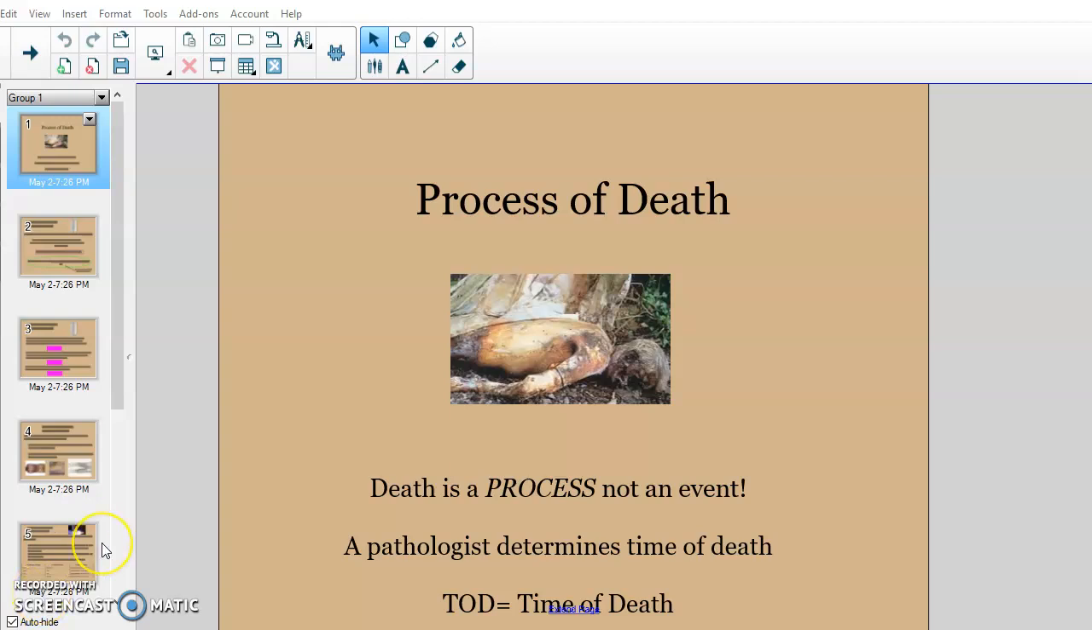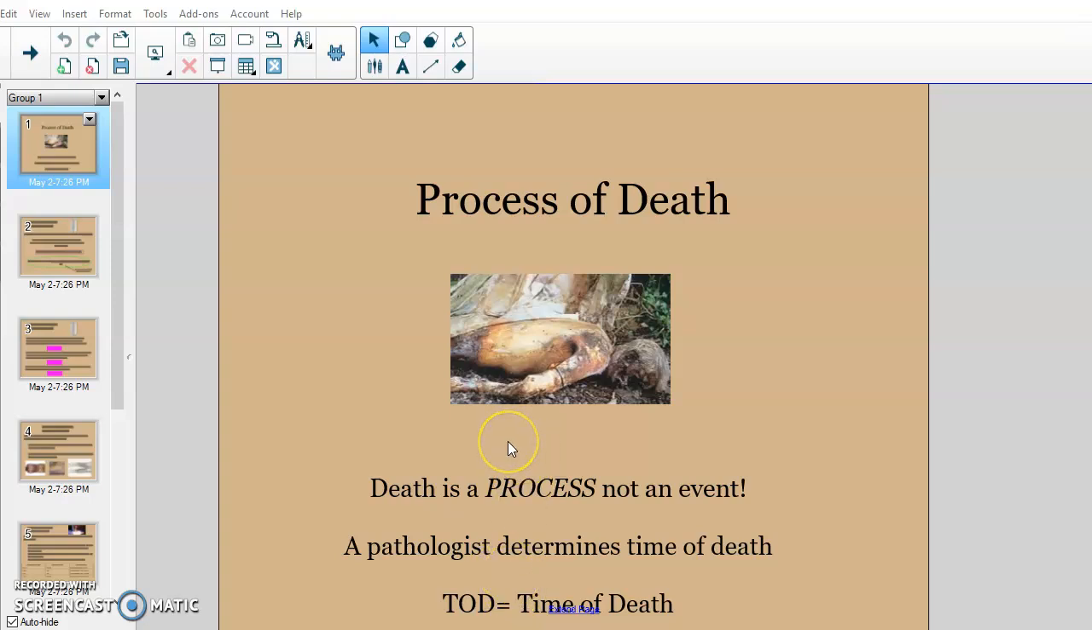Hi, today we are going to talk about the process of death. We're going to talk about how to determine specifically somebody's time of death. When we talk about time of death, we usually abbreviate it TOD. So determining someone's time of death, they use kind of three factors in order to do that.